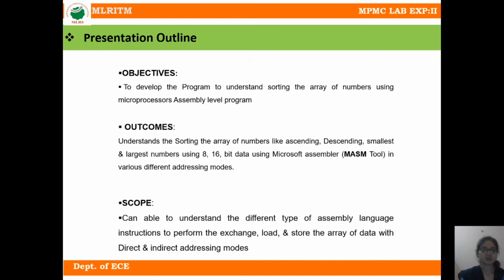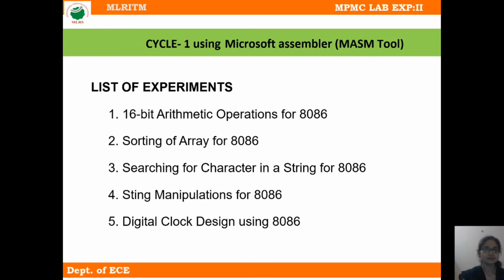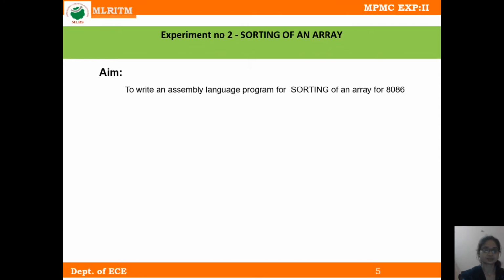The scope of this experiment is to understand the different types of assembly language instructions to perform exchange, load and store of the array of data with direct and indirect addressing modes. This experiment comes under the first cycle using the Microsoft Assembler. Our aim is to write an assembly language program for sorting of an array for 8086.